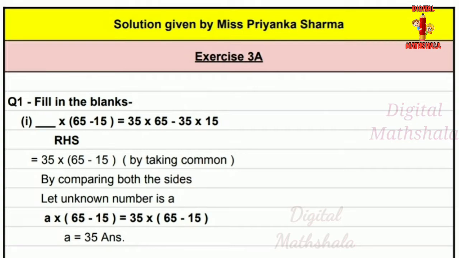Here you can see that one number is missing. Let the unknown number be a. You can take any other variable like x, y, any other variable. Here I am taking a. You can see clearly that a is multiplying with the bracket. Two numbers are given inside the bracket. So a is multiplying with 65 and a is multiplying with 15. After multiplying, the answer that comes is our RHS here.